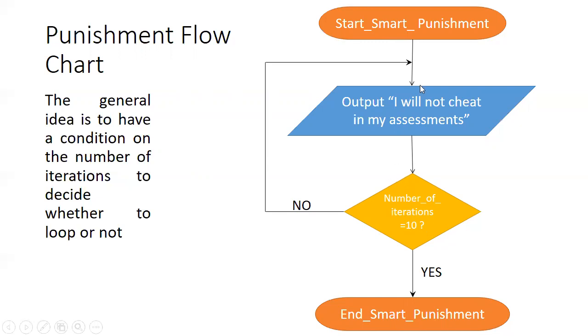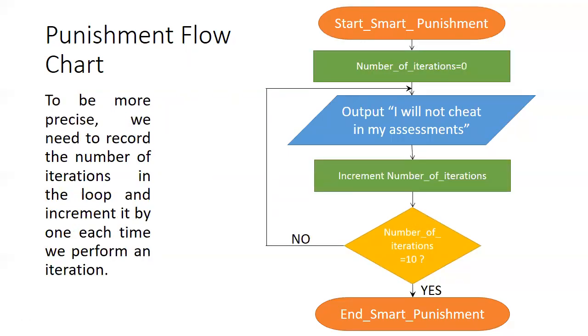How do we go from 0 to 10? It just asks if the number of iterations is 10. So we have to have some way of starting from a low number and getting to a high number. And that's in the next slide. So we do that there.